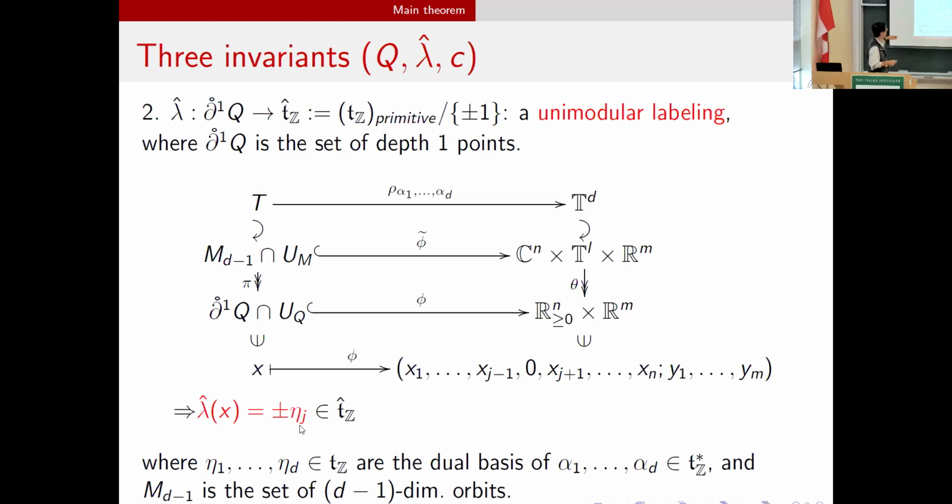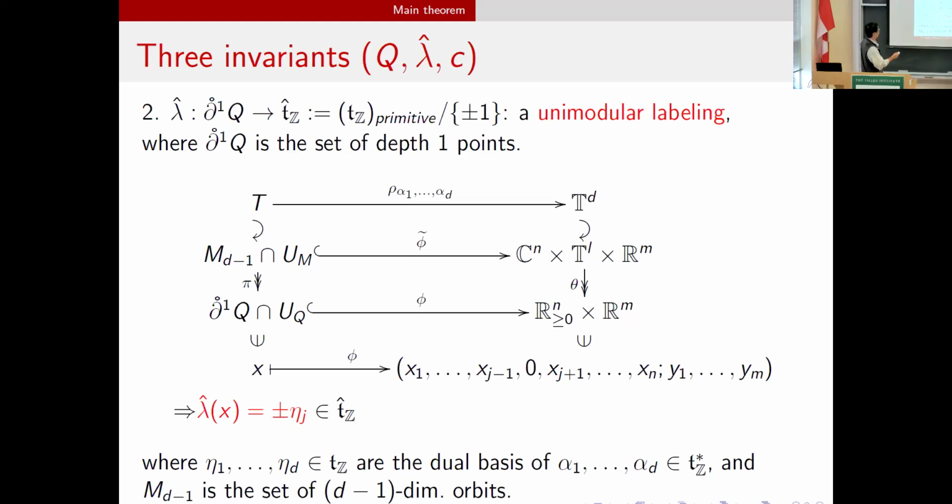Actually, this eta_j is coming from the local standard chart of phi tilde. So there is an isomorphism which determines a weak equivalence condition. So we take alpha_1 to alpha_d, and this eta_j is in the dual basis of alpha_1 to alpha_d. So this is in t hat up to sign. So this plus or minus eta_j is the same element in t hat. So we give the unimodular labeling in this way, and that is okay.